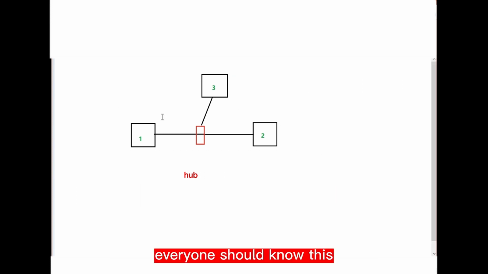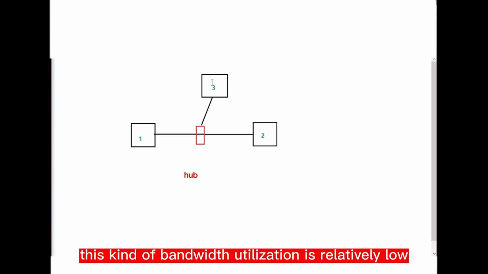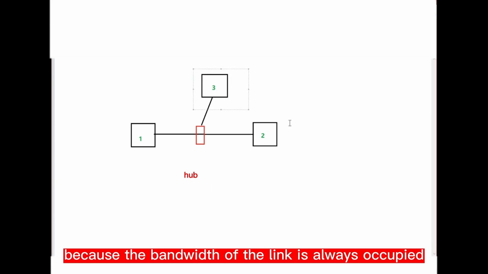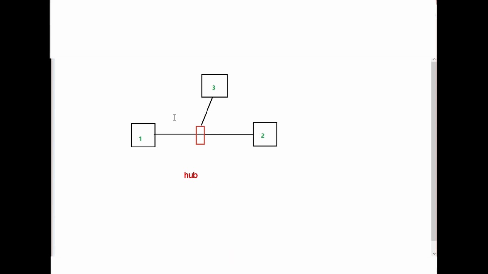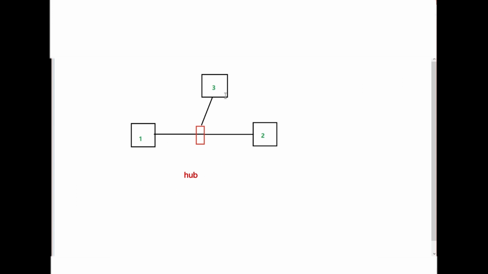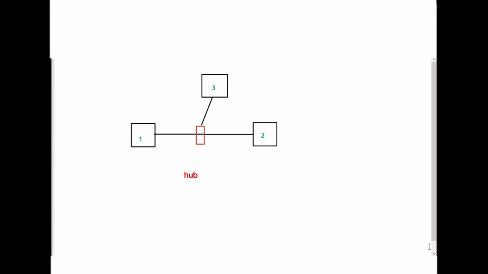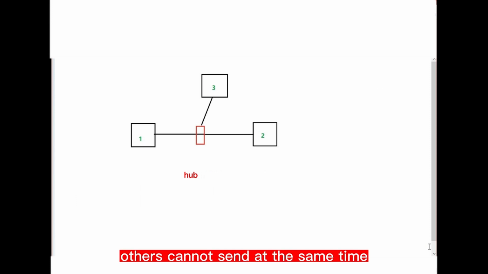Everyone should know this. In fact, this kind of bandwidth utilization is relatively low, because the bandwidth of the link is always occupied. Second, data security cannot be guaranteed. In hub-based networking, unicast communication is not possible. So that's one of its downsides. We also call this device a half-duplex device. When you send, others cannot send at the same time.